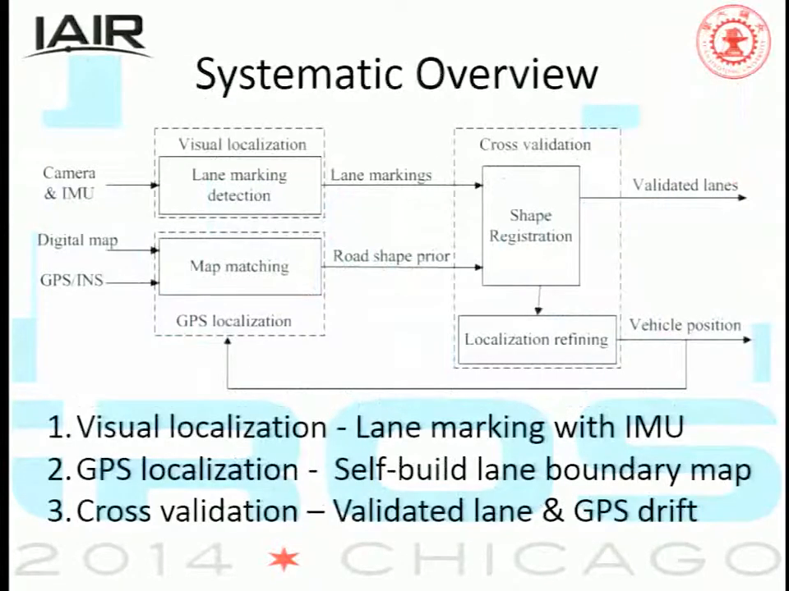The system contains 3 modules. The first module is lane marking detection, providing local localization of the vehicle. The second module is GPS localization, providing a coarse global localization and a road shape prior. The third module is cross-validation between lane marking results and the road shape prior. By checking the geometry consistency, the module validates the lane marking detection and improves the overall performance of the localization system.